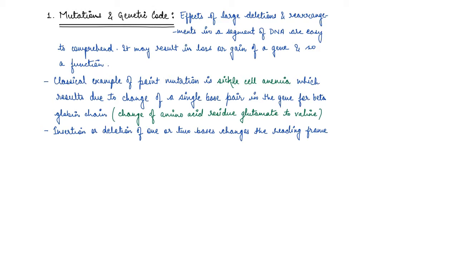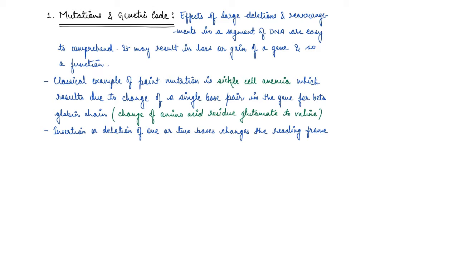Now, this large deletion may basically result in loss or gain of a gene itself, right? And that is how a complete function can be added or can be deleted. Right. So let's take some examples. Let's take an example of point mutation, where what happens is that a change of a single base pair in the gene happens.